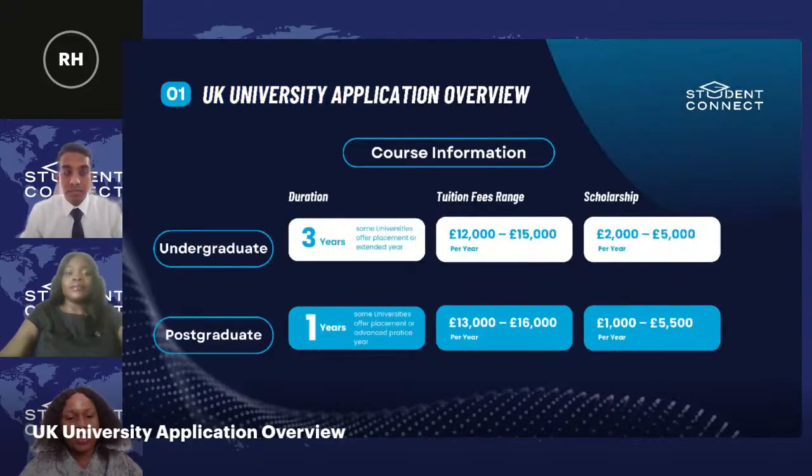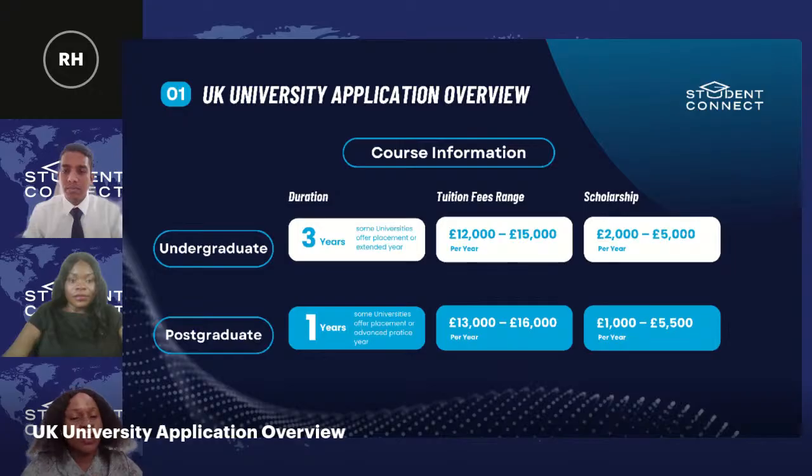Okay, so moving on to the course information. For undergraduate students, basically a 4-year program with foundation year, and some universities offer placements for extended years. The tuition fee ranges from £12,000 to £15,000 per year, while scholarship ranges from £2,000 to £5,000 per year.